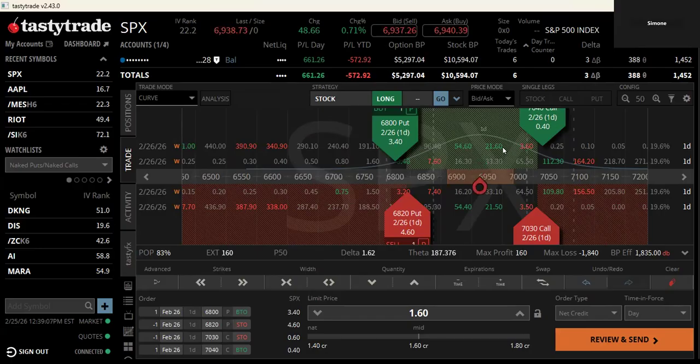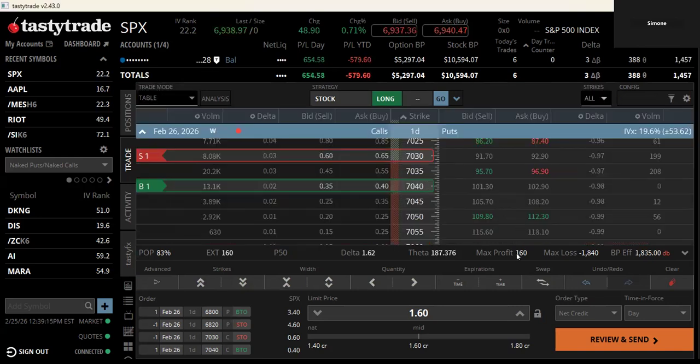Here's the key with this type of trade, though. Let's say I do collect $160. The goal when you're doing credit spreads, especially on the index, which is the S&P 500, SPX, this is the index, is not to keep $160. If I get at least 50% of that, so at least $85, $90, I close out the trade.